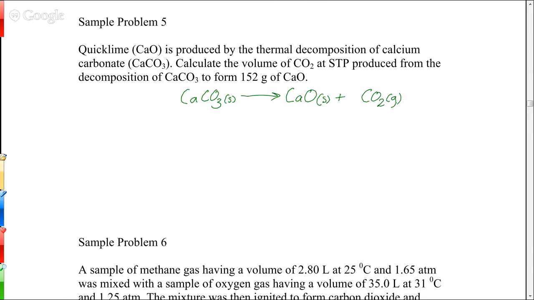So we want to form 152 grams of calcium oxide, and we want to know how much carbon dioxide is produced in liters. Or just as volumes, but okay, we'll say liters. So first, it starts with just a normal stoichiometry problem. We need to find the moles of CO2, and then once we have the moles of CO2, we can figure out how much volume that is. So let's do that.